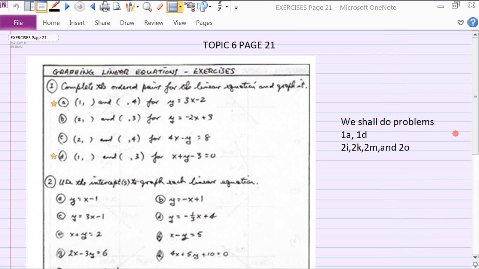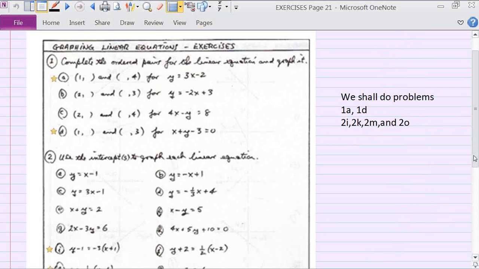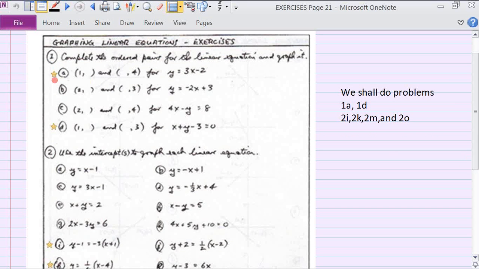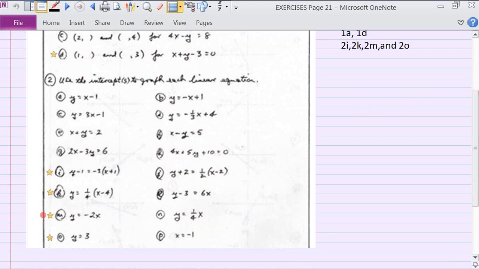So we're on page 21, topic 6, and we're going to do some problems on graphing linear equations. We're going to do problems 1A, 1D, right over here. And then from problem 2, we're going to do I, K, M, and O. So I, K, M, and O from problem number 2. So let's get started.